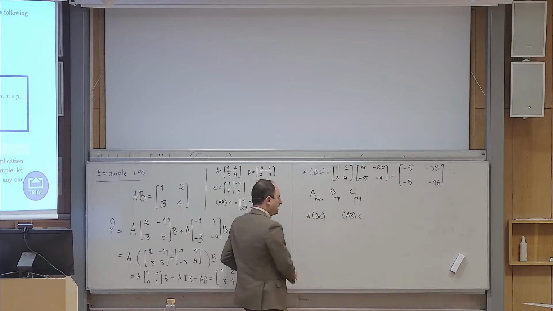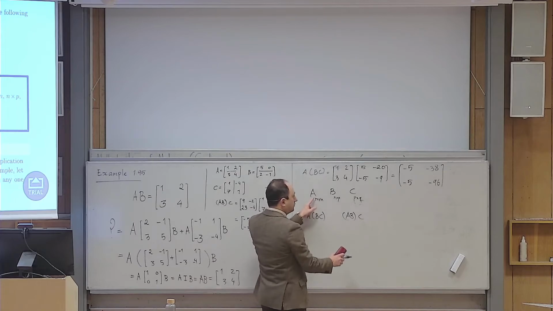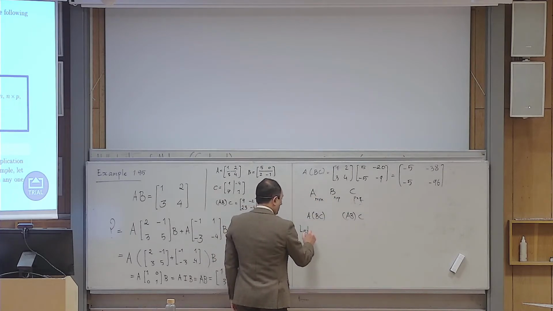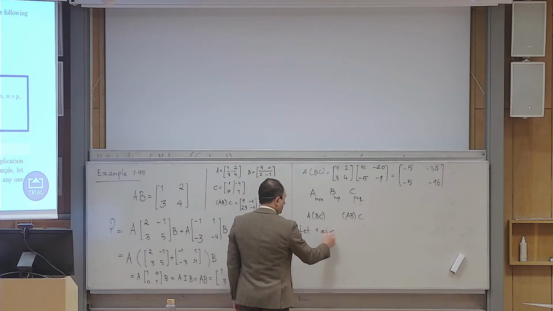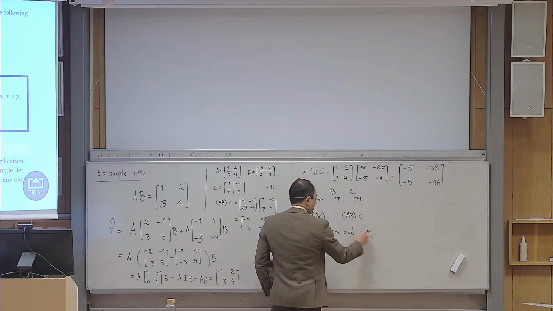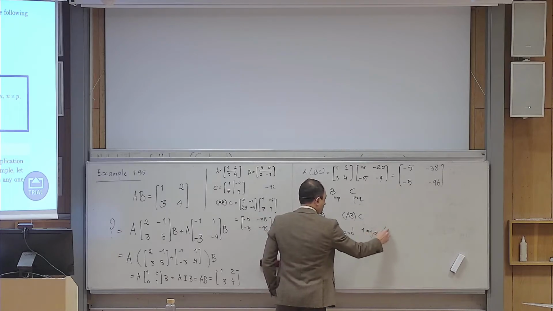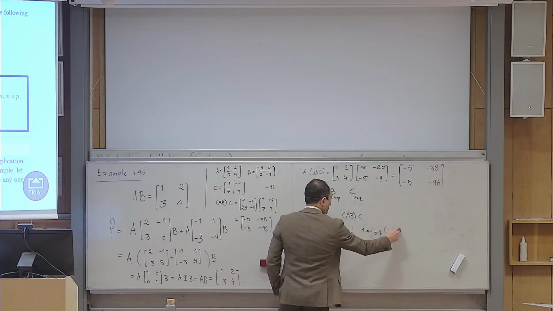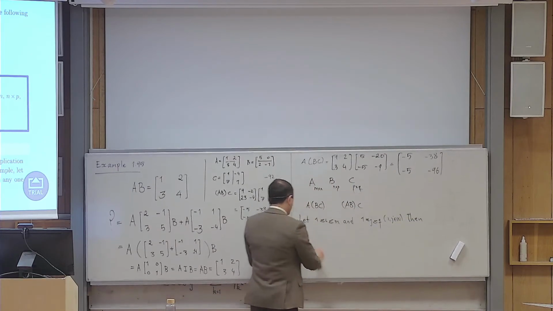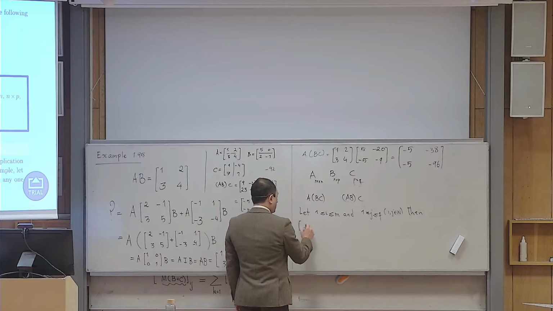So again, what's the final order? The final order is M by Q. So I would say let I be a number between 1 and M, and J be a number between 1 and Q. Of course, I and J are natural numbers. Then what happens? I go and take the ijth entry.